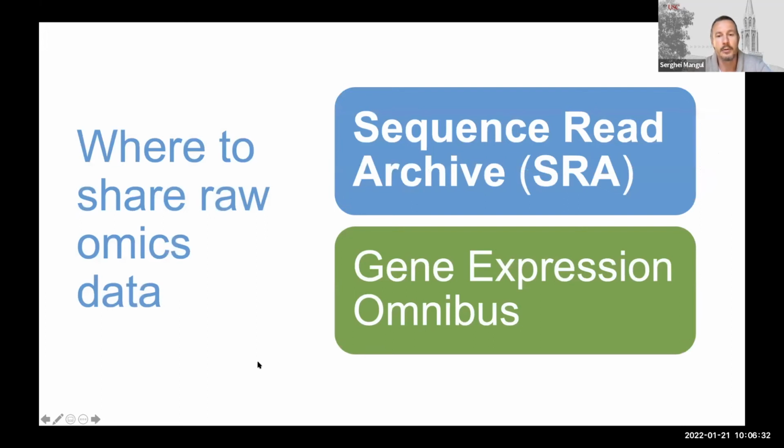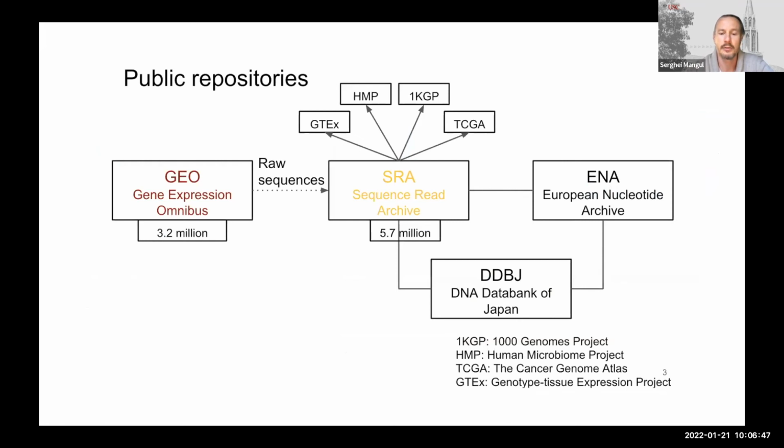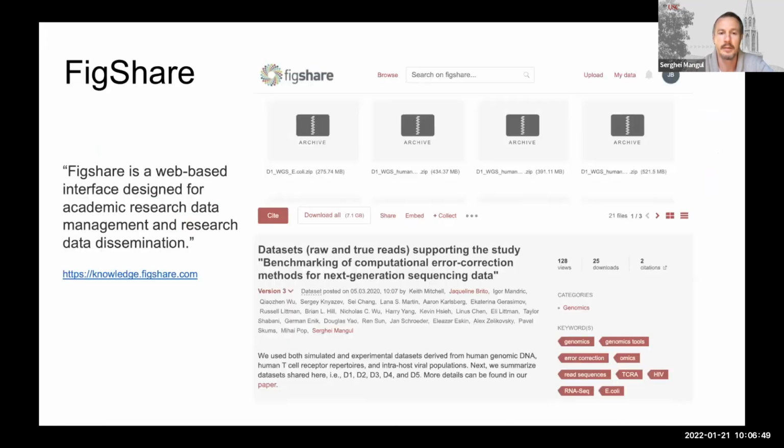Okay, so again, if it's omics data, you have two choices: the Sequence Read Archive, SRA, or the Gene Expression Omnibus, GEO. SRA is more for raw data and GEO is more for gene expression data. Okay, I think you saw that before, so I can skip it.